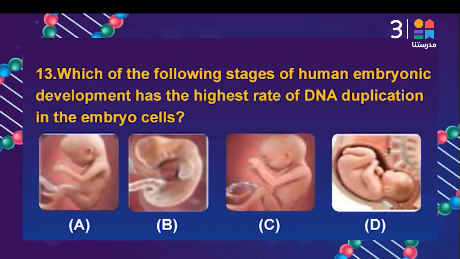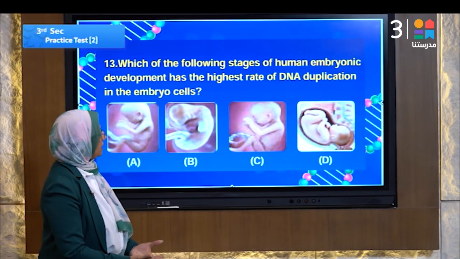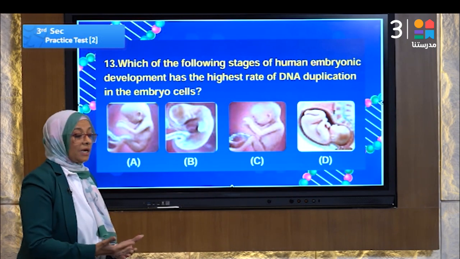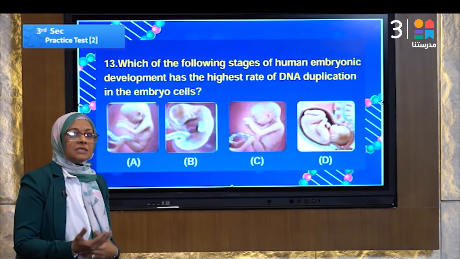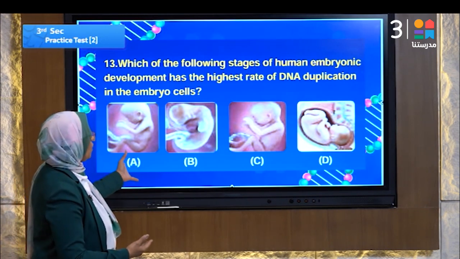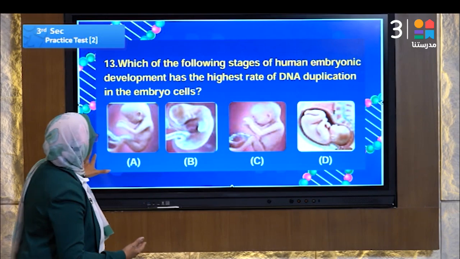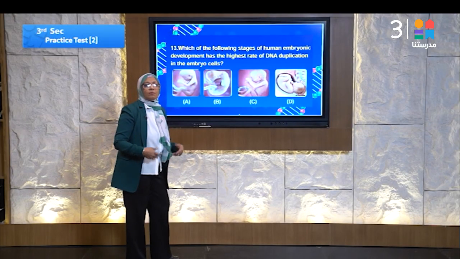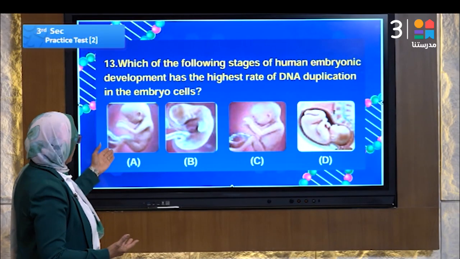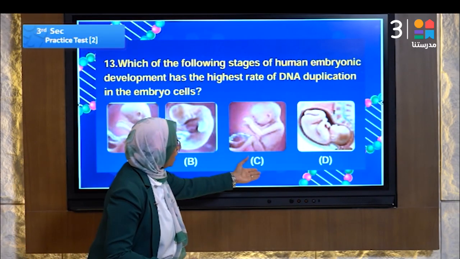13. Which of the following stages of human embryonic development has the highest rate of DNA duplication in the embryo cells? When does the DNA duplicate? The DNA duplicates at the cell division. I need more cell division to grow the embryo. Which part of this will need more growing, more mitosis, more cell division? Let's see. A or B or C or D.